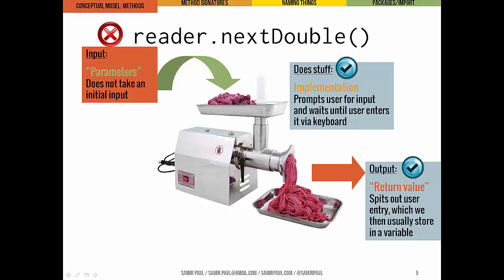nextDouble, well, nextDouble doesn't take any inputs when we call it. The nextDouble method is a little bit different. It doesn't take any inputs when we run it. You can see that when we actually call the method, nothing goes in the parentheses right here. That's where we would normally put the arguments. Okay, but once we pass that stuff through the meat grinder, it does actually do stuff. Prompts the user for them to type something, and it waits until they type it in, and then it outputs what the user actually did type in, what the double value that they typed in was. Normally then we can take that return value and store it in a variable.